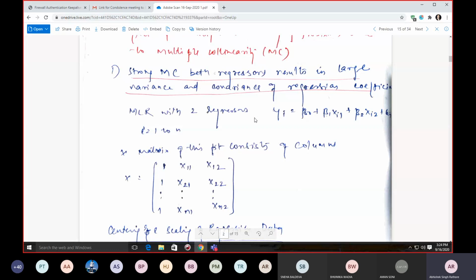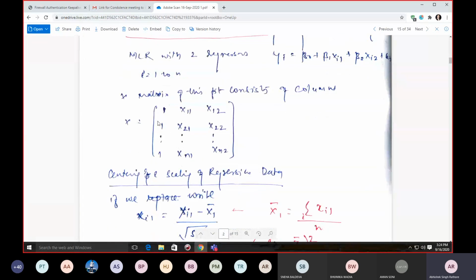So what is our X matrix? Our X matrix has a first column x naught of ones, then x11 and x12 for the first instance, then x21 and x22 for the second instance, and similarly xn1 and xn2 for the nth instance. So we are having an n cross 3 matrix available here.